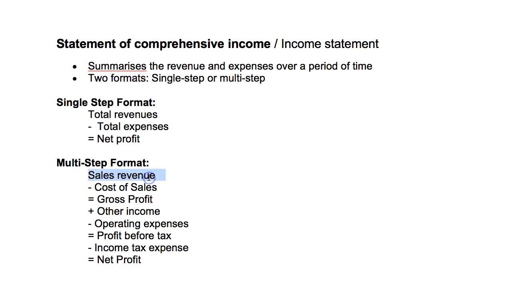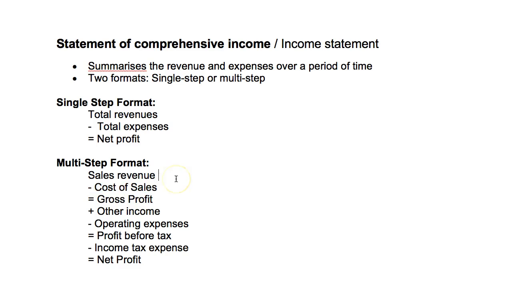So we start off with the sales revenue. Sales revenue is what the business earns from selling products to their customers. So for a supermarket, when the customer goes in and buys a product, then the business will earn sales revenue. Now this is an expense and it's called cost of sales, and we minus the expense cost of sales.